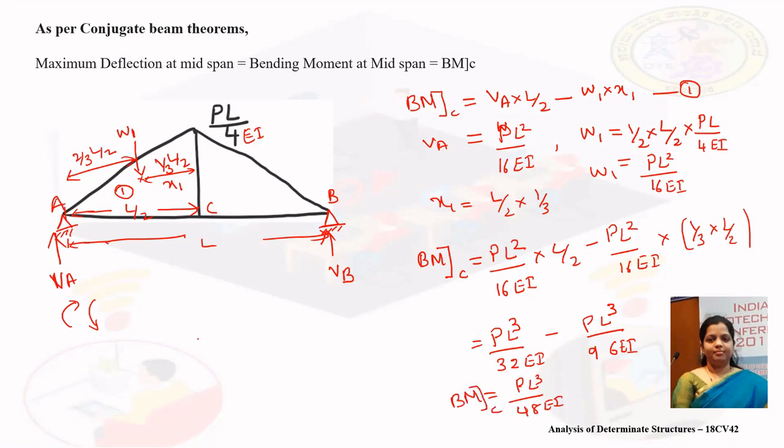That is the maximum bending moment at point C. As per the theorem, maximum deflection at point C will be equal to maximum bending moment at point C. That is PL cube by 48 EI.